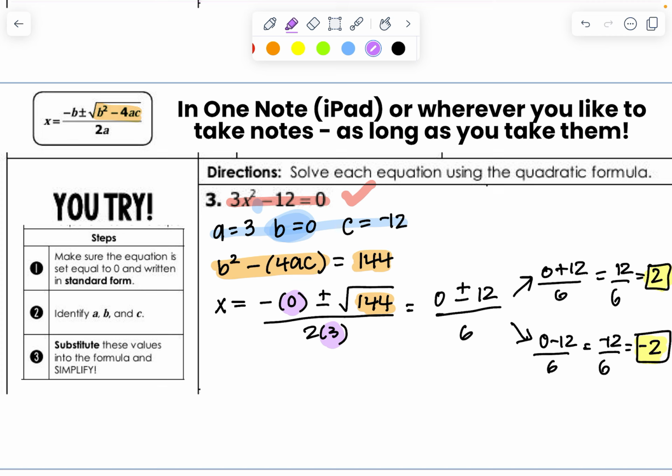So you got 0 plus 12 over 6 or 0 minus 12 over 6, and you ended up getting positive 2 and negative 2. All right, let's keep it going.